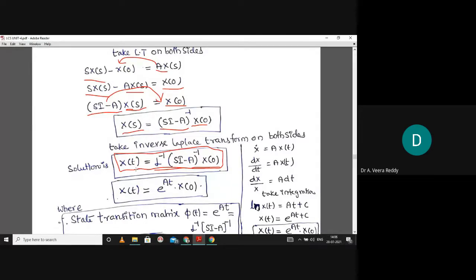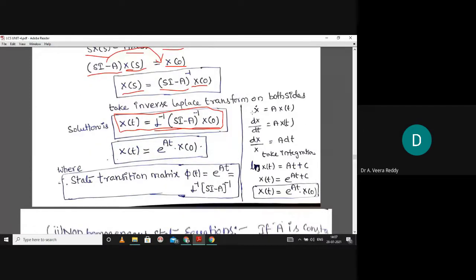L inverse of (sI minus A) whole inverse x of 0. In the problem itself, they will give you the A and they will give you the x of 0, which is the initial state, the initial conditions. This is one method, just keep it aside. Next, we can go ahead with one more method.